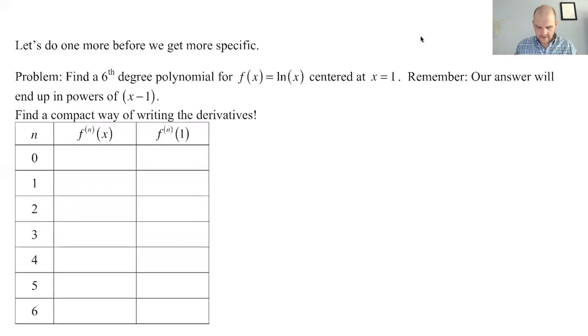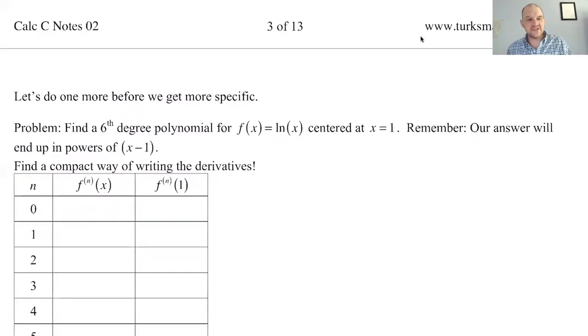All right, we're back. We are on page 4 of notes 2 of Calc C, and we're gonna do one more of these by making our own table. Honestly, you're just gonna keep doing that forever. I'm saying we're gonna do one more before we get specific, but once we get specific, we're just gonna do a lot more of them. So this is the process.